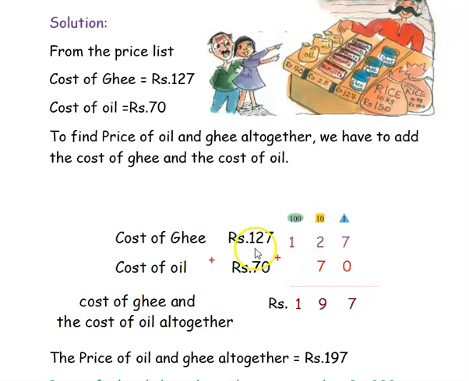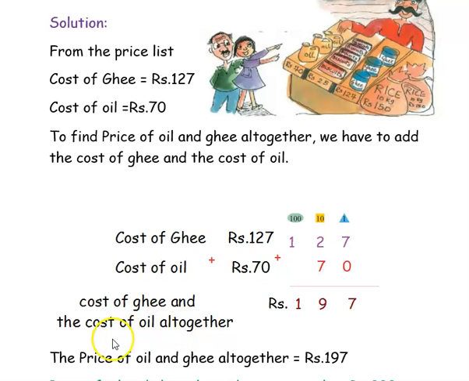Now I am going to write 127 in hundreds, tens and ones columns: 1 hundred, 2 tens and 7 ones. The cost of oil is rupees 70, so it's 7 tens and 0 ones. We are going to add them. 7 plus 0 is 7, then 2 plus 7 is 9, and then 1 plus 0. Here there is no number, so we can take it as 0. So 1 plus 0 is 1.